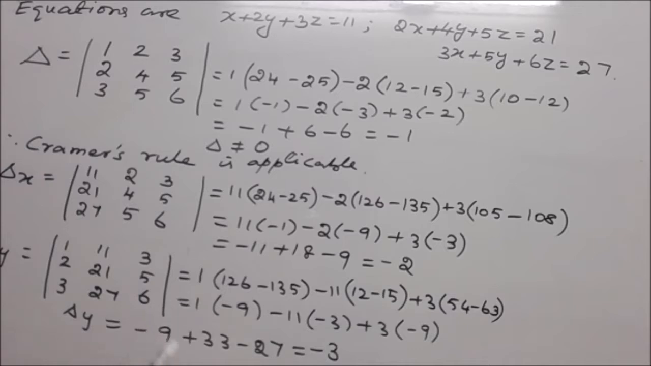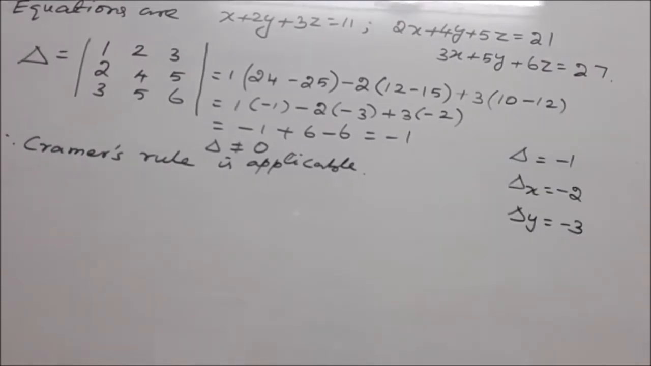Now simplify, we have 1 into minus 9, minus 11 into minus 3, and 3 into minus 9. Multiply, we have minus 9 plus 33 minus 27 equal to minus 3. This is delta y. We should find one another value, delta z. Then we can move to the solution.